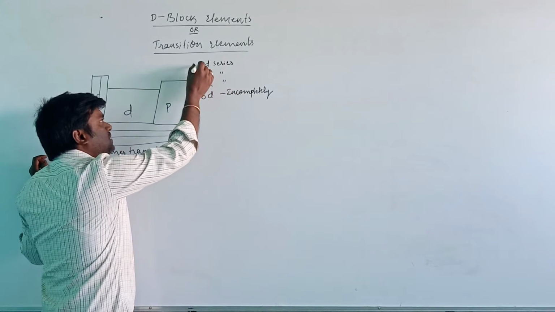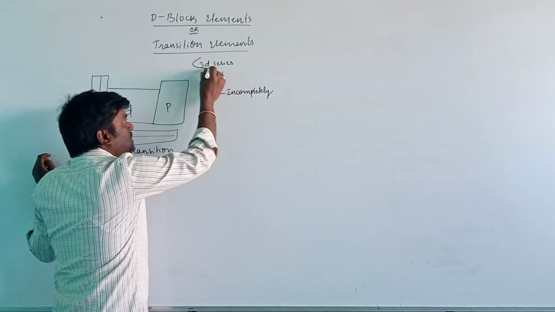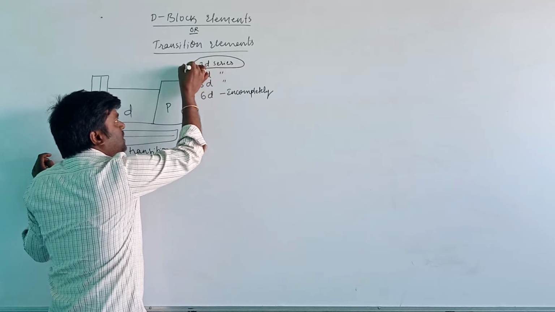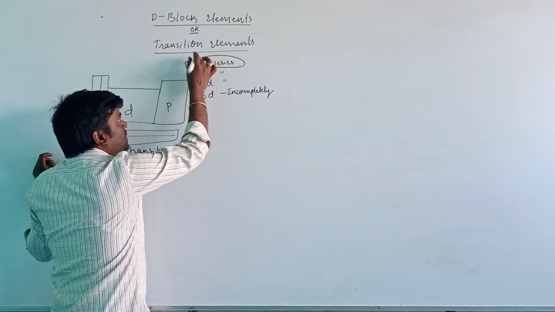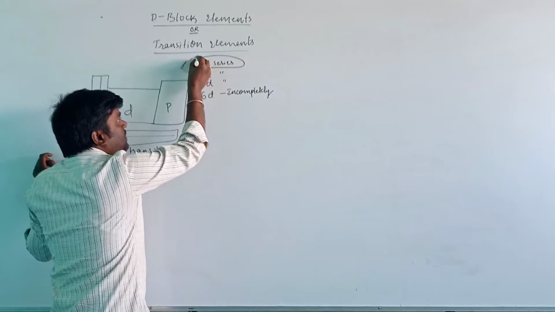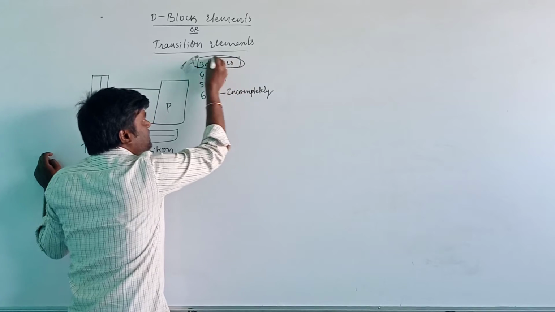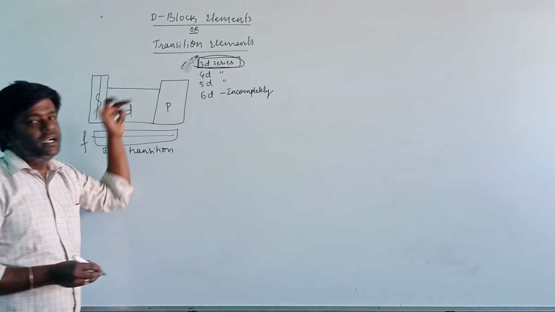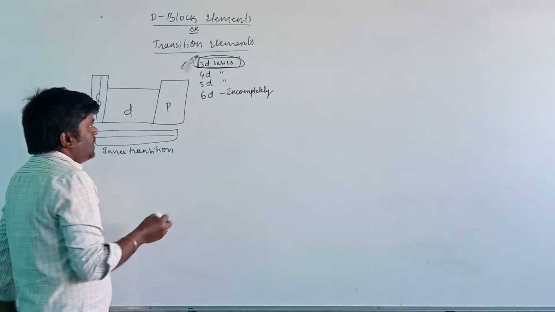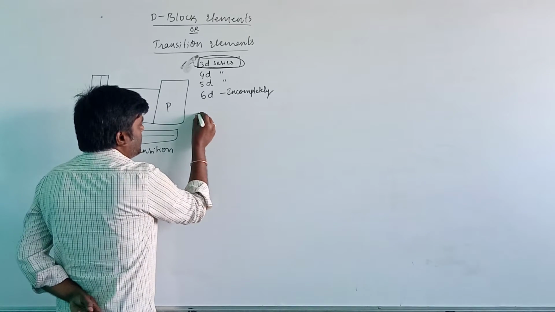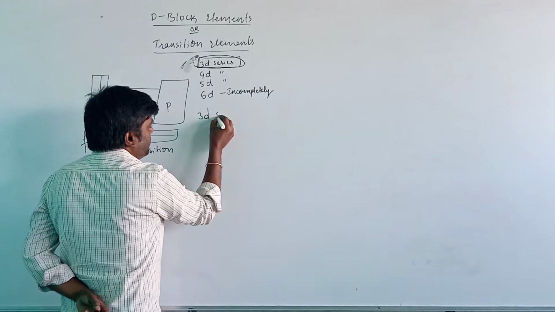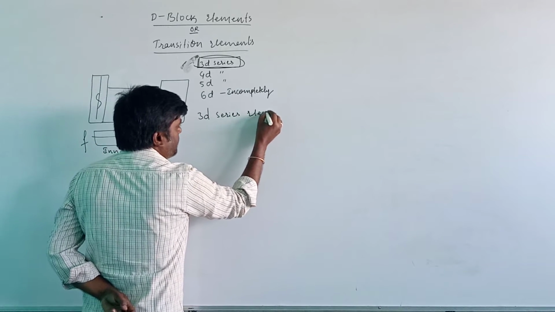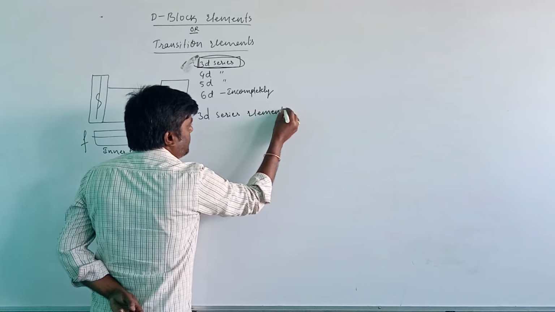The 3D series is known as the first transition series. We will see the 3D series elements in detail and an overview of the 4D, 5D and 6D elements. Okay. Then let us take the 3D series elements.